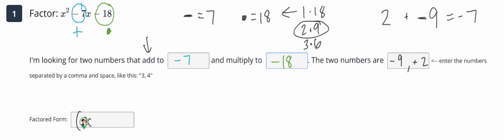And so my factored form is x minus 9 and x plus 2.